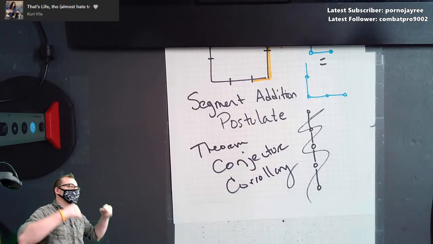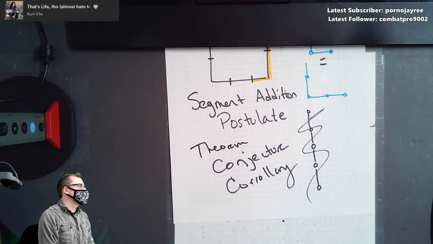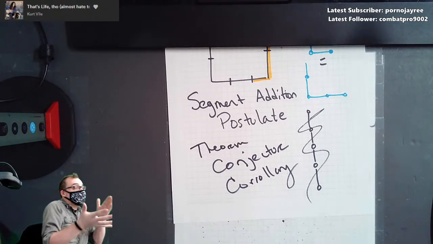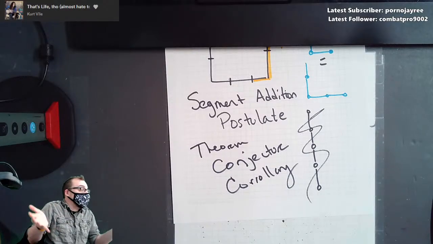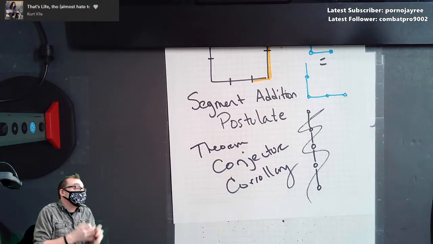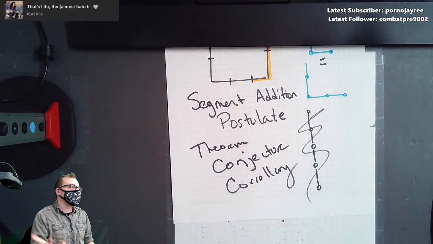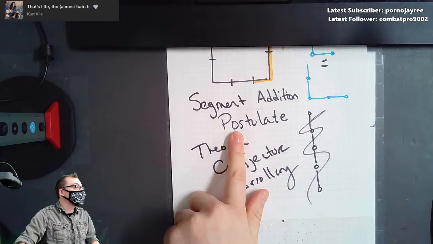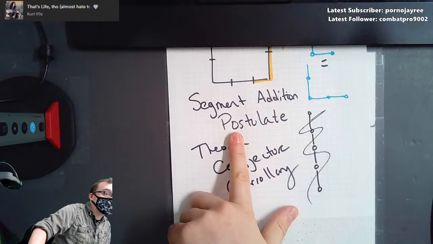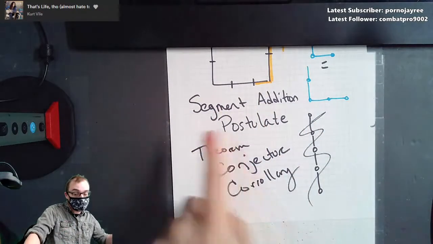A conjecture is like a hypothesis in science, right? It's an educated guess. Here's what I think's happening, and here's why. Here's this pattern. Do I know that that pattern always works? No, I don't have it proven. But it seems to work that way. That's conjecture. A theorem, it's proven. We built it upon postulates or other theorems. Pythagorean theorem, that's a fact, assuming the segment addition postulate's true, right?